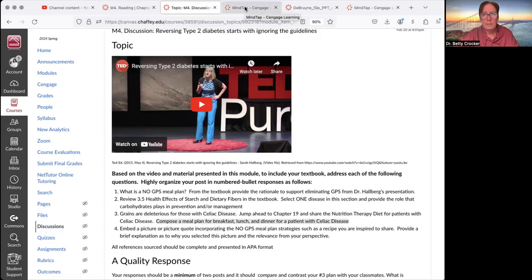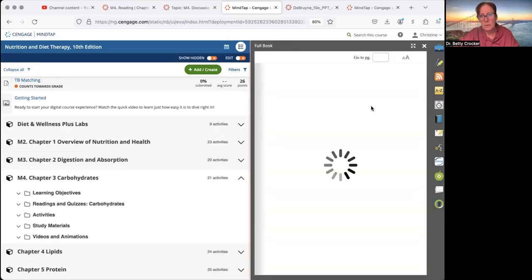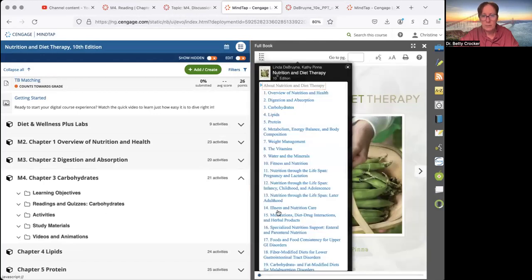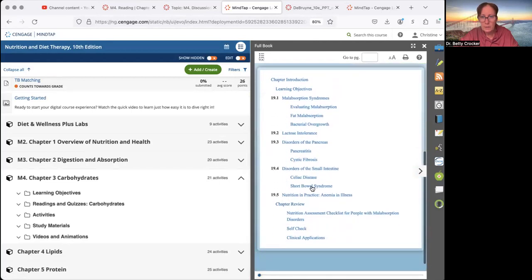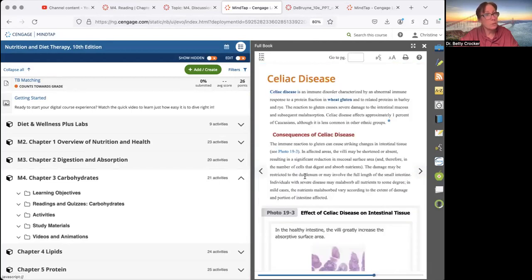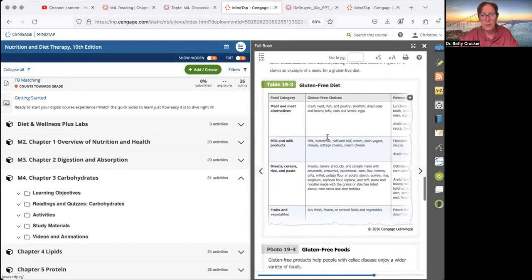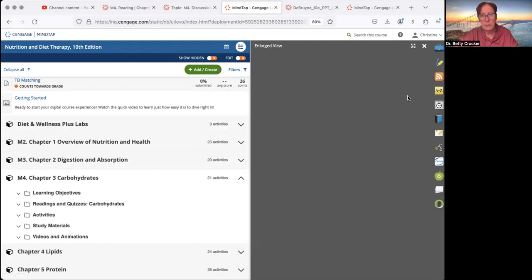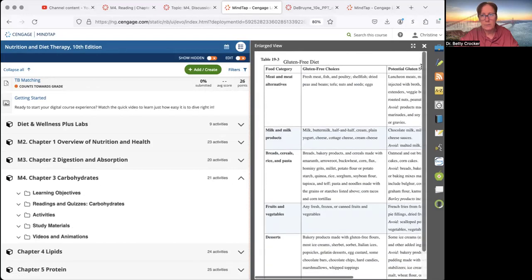So let me show you how to navigate that in our textbook. Again, I like to just go into the full book. Go right here, and then Chapter 19. Scroll down, you'll find celiac disease right there. Here's all your information. Just go ahead and read about all of the celiac disease. Here's a gluten-free diet. Whenever you're presented anything like this that you can't fully read, hit the plus, and it will show you everything that is on here.